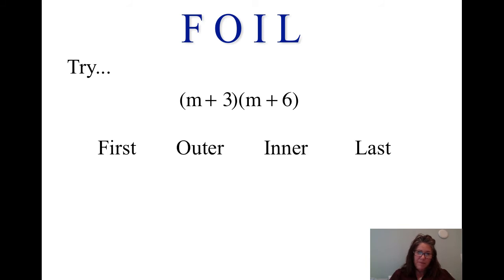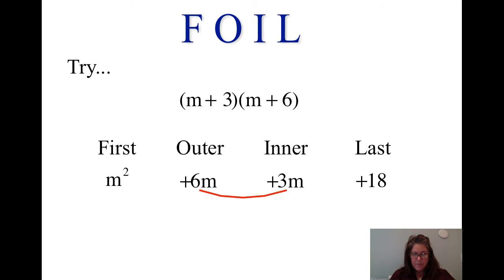If I multiply my first terms, it would be m times m is m squared. My outer terms make a positive 6m. My inner terms make 3m. And my last terms make 18. As I simplify that, I come out to m squared plus 6m plus 3m makes 9m plus 18.